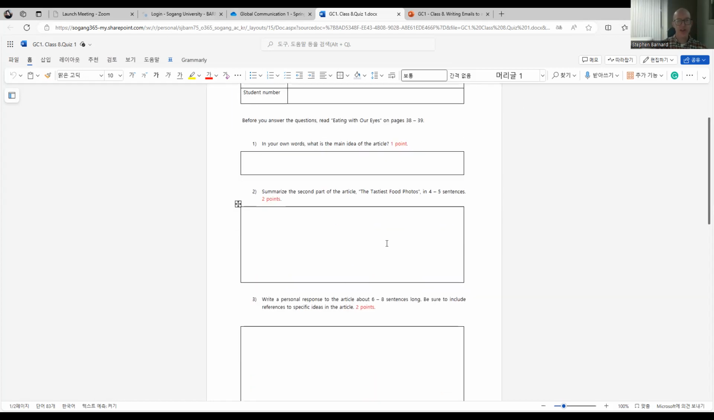Question number 2, summarize the second part of the article. I think it's 3 paragraphs long. The tastiest food photos. And I'd like you to summarize that second part of the article in about 4 to 5 sentences. Do that, and we're looking at 2 points. And then the third question here asks for personal response. Write a personal response to the article, about 6 to 8 sentences long, and be sure to include references to specific ideas in the article. So tell me what you liked or what you didn't like, what you agree with, what you disagree with. Was there anything that surprised you?